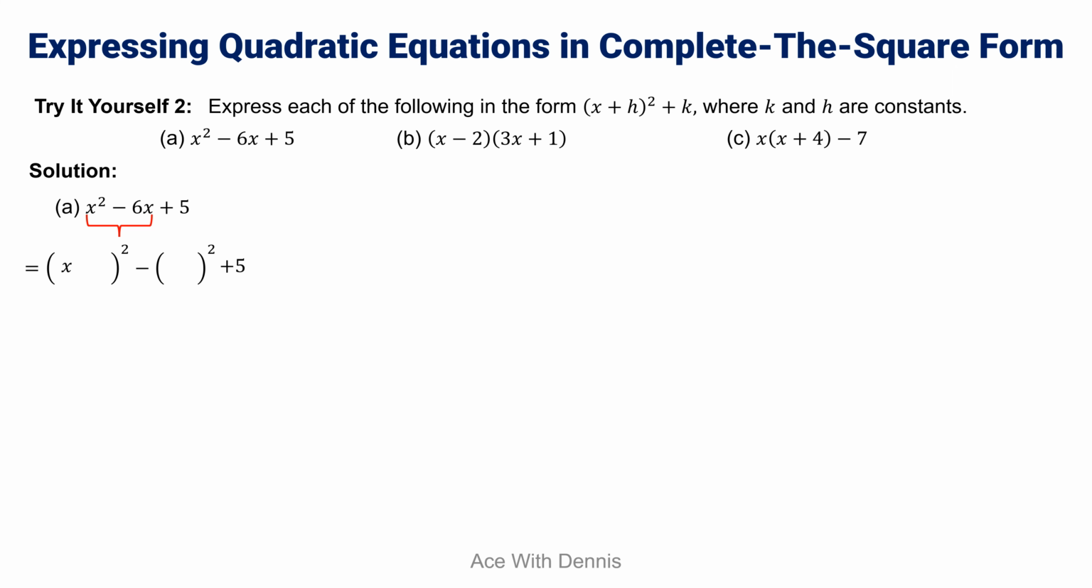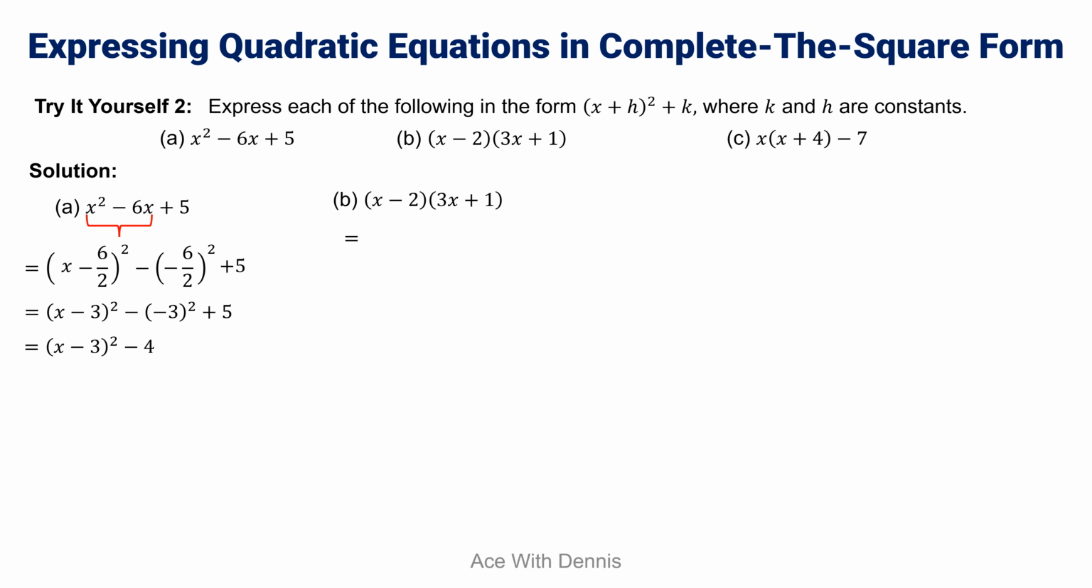So for the first bracket, I'll write x and then minus the 6 over 2. For the second bracket, it will be negative 6 over 2. So the next step I will do is simplify this expression. It becomes x minus 3 square minus negative 3 square plus 5. Then group the like terms together, the constant terms there, we will get x minus 3 square minus 4. So this will be the answer for A. Then for B, x minus 2 times 3x plus 1.